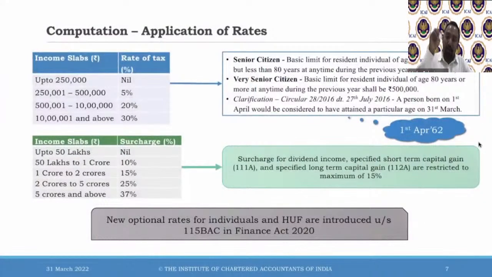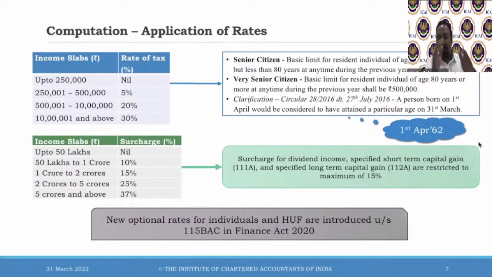Now we will move on to application of rates. We said we need to apply the rates. We'll first understand for individuals, and for both individuals and HUF, what is the rate. So typically the first slab rate, which is up to 2.5 lakhs, is nil. 2.5 to 5, it is 5%. 5 lakhs to 10 lakhs, it is 20%. Above 10 lakhs, it is 30%.